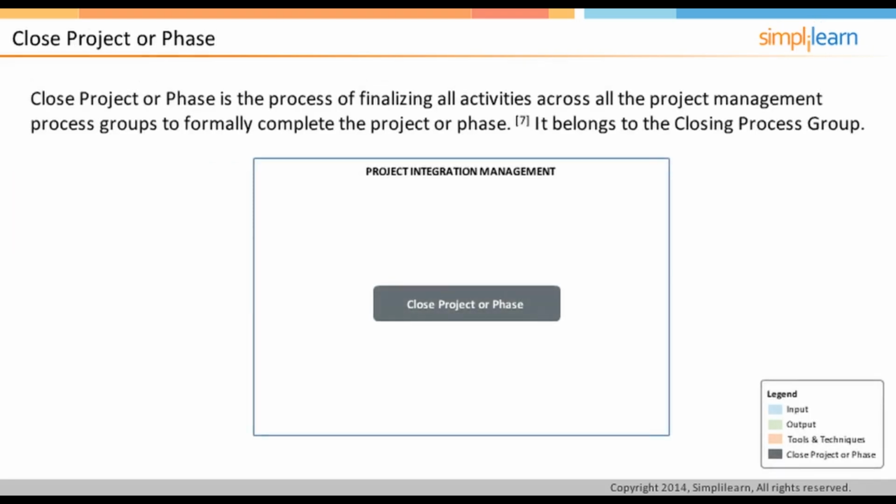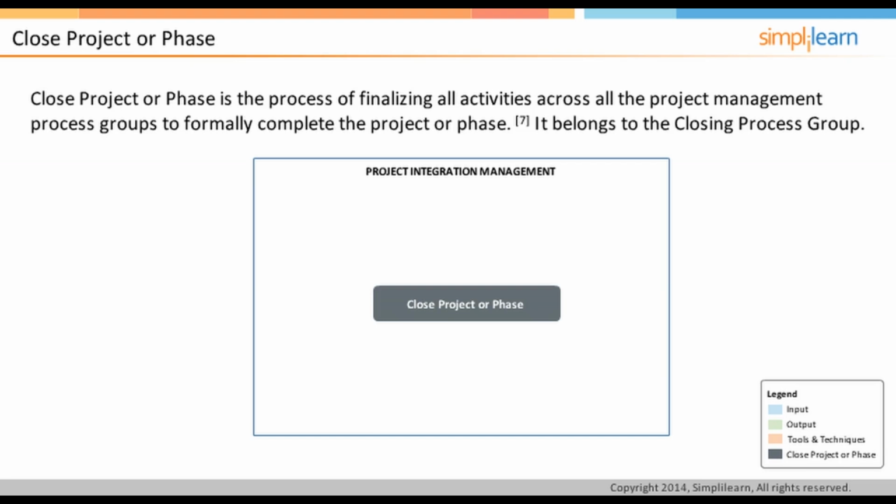Close project or phase is the last process of the project management integration knowledge area. This process ensures that the project or a phase is formally closed after completion. Remember that PMI expects a mature organization and a trained project manager to be diligent in following closure formalities. Without going through the formal closure formalities, the project cannot abruptly be closed. The project should be formally closed, even if it is terminated due to some problem.